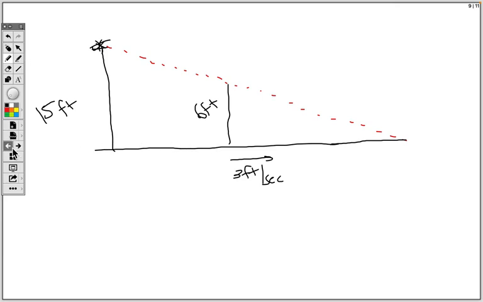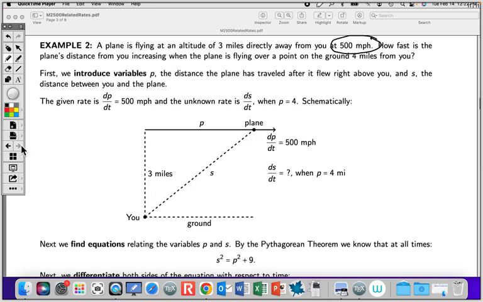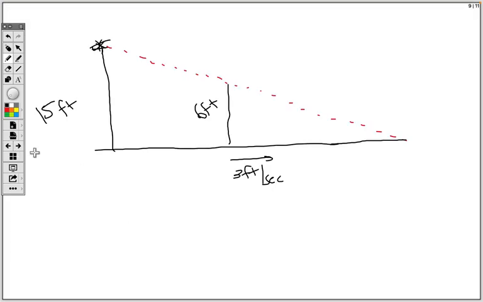So to be consistent here, I'm just going to look back. So P is the distance from the person to the street light, and then S is the length of the shadow. So we're going to be consistent with that. We're going to call this P, the distance from the person to the street light, and S is going to be the length of the shadow. And we're going to assume that the ground is level like that. Maybe you're in a level parking lot or something. So we can take advantage of some right triangle trigonometry.